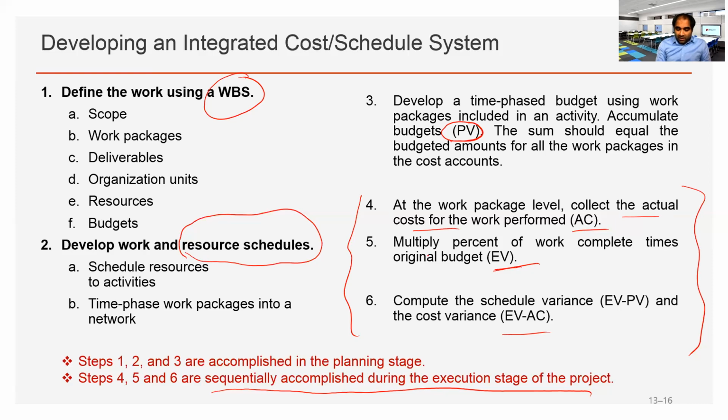Earned value: multiply the percent of work complete times the original budget. Now, when it comes to earned value, there can be 2 different levels of earned value. One is earned value at work package level.